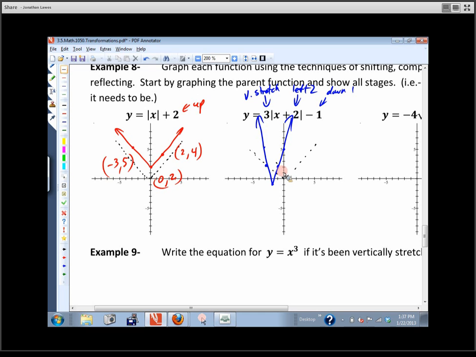Does that blue graph, in comparison with the original black graph, look like it's been slid to the left 2 and down 1? And does it look like the graph is 3 times taller than it used to be, or 3 times steeper, if you will? Does that look okay? All right, any questions? Is this pretty easy?